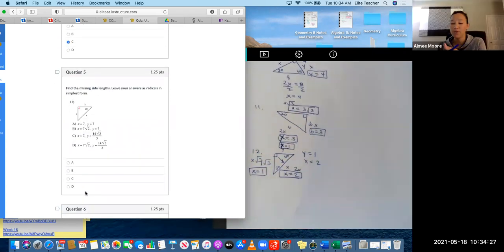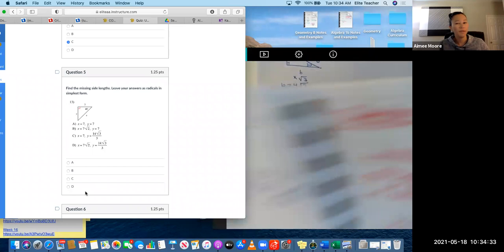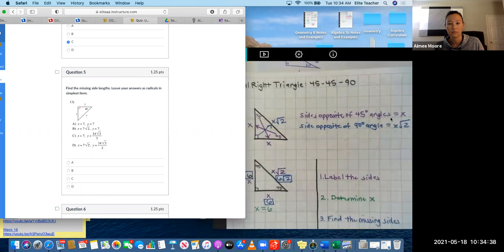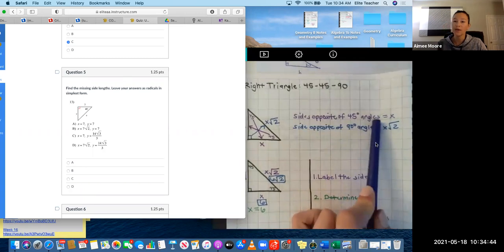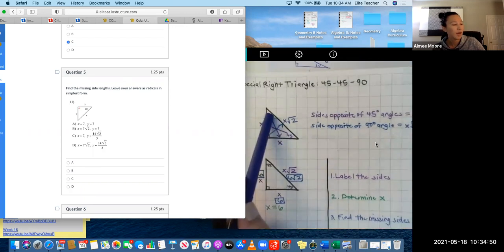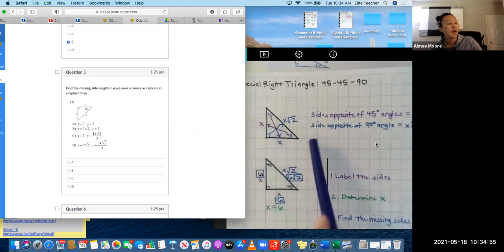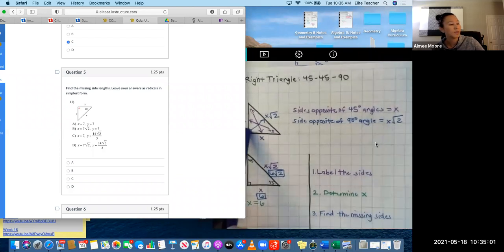Okay, so then 5 through 8 are our other special right triangle, which is the 45, 45, 90. The sides opposite of the 45-degree angles, there's 2 of them, are always x. So we have our 45-degree angle here, which means this side is x, and a 45-degree angle here, which means this side is x. The side opposite of the 90-degree angle, the hypotenuse, is always x times the square root of 2. And then we're going to do the same steps as before.